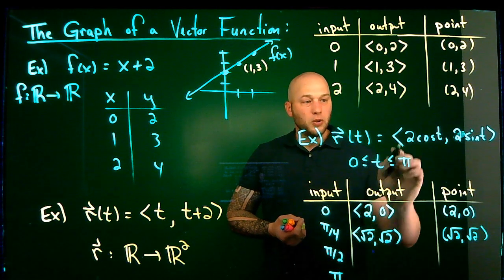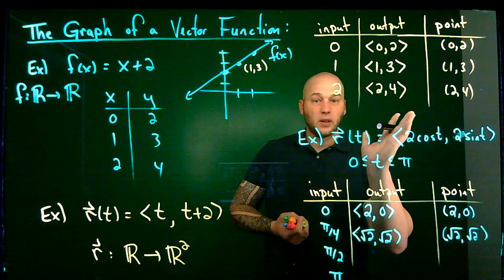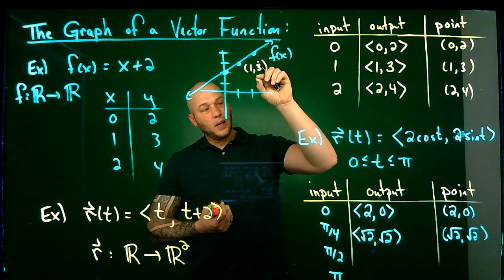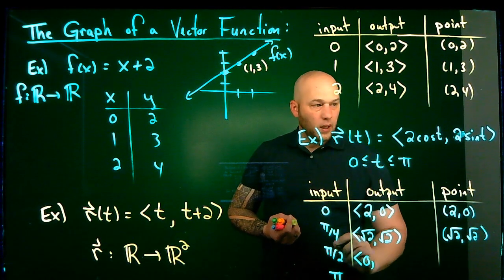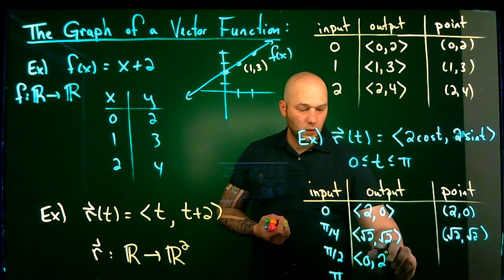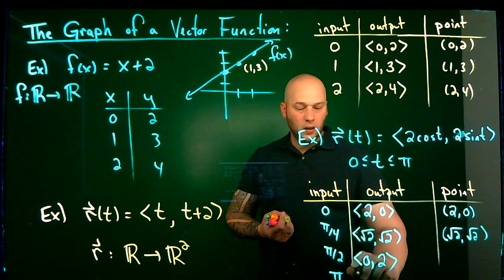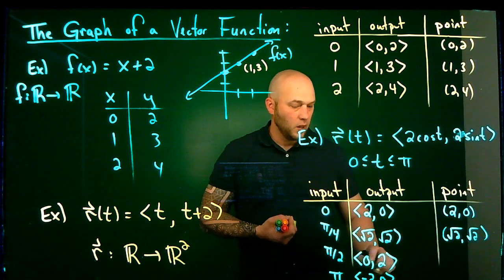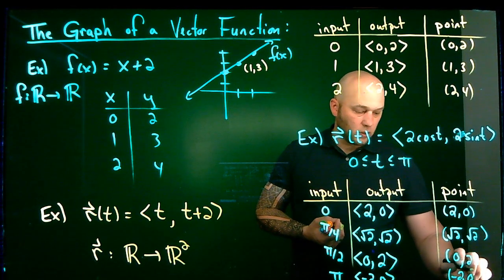Pi over 2. 2 cosine of pi over 2. Cosine of pi over 2. Well, remember that pi over 2 is at the terminal point at the top of the circle with that angle, pi over 2. And the cosine value is the x value. So in other words, that would be 0. And the y value at the top of the circle is 1. So that would be 2 times 1, which is 2. And then if I go to pi, cosine of pi is negative 1. Therefore, I have negative 2, and the sine of pi is 0, so I have negative 2, comma 0. And again, that gives me my last 2 points of 0, 2, and then negative 2 and 0.